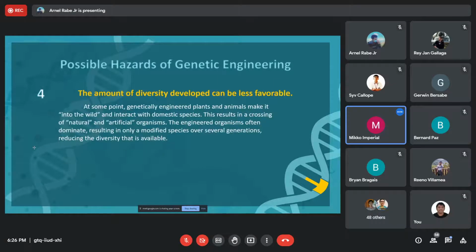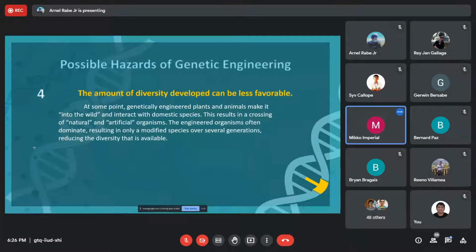Next, the amount of diversity developed can be less favorable. At some point, genetically engineered plants and animals make it into the wild and interact with domestic species. This results in a crossing of natural and artificial organisms. The engineered organisms often dominate, resulting in only a modified species over several generations, reducing the diversity that is available.